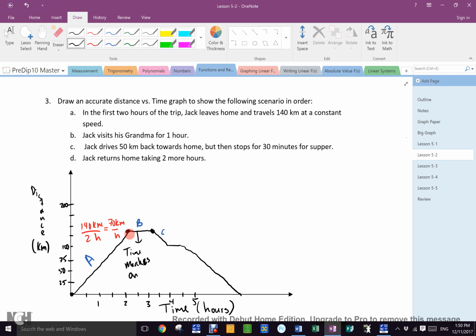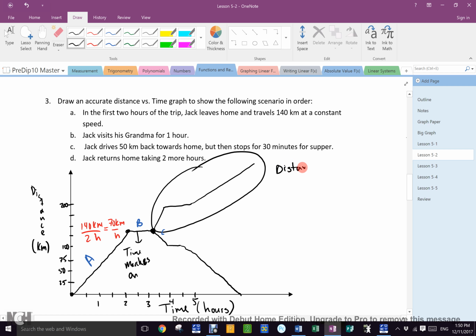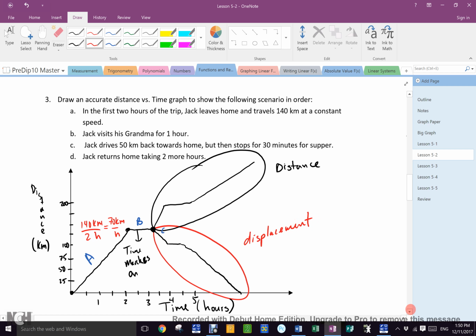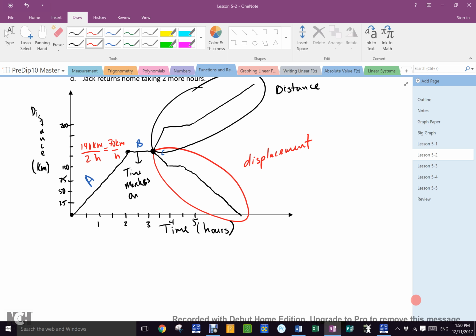So what had to happen here? At a rest point, right? It had to go up, flat, up. Because this is distance. This is displacement. And we are going to explain it in the giant blank space between the questions like we always do.